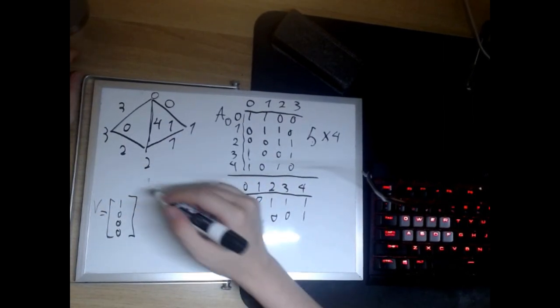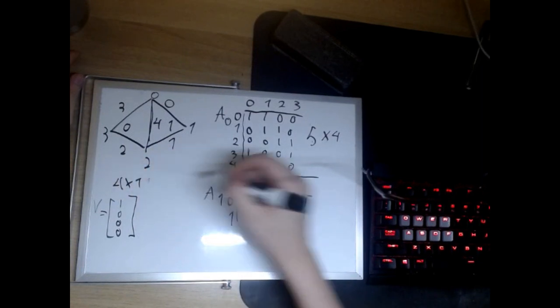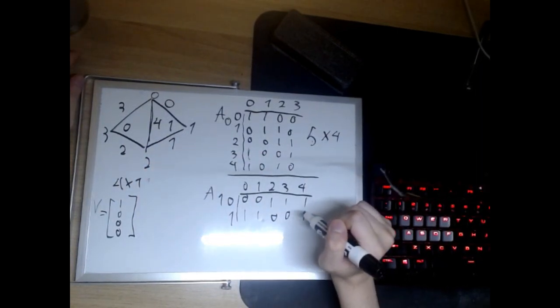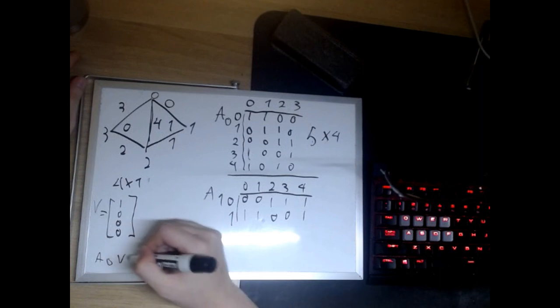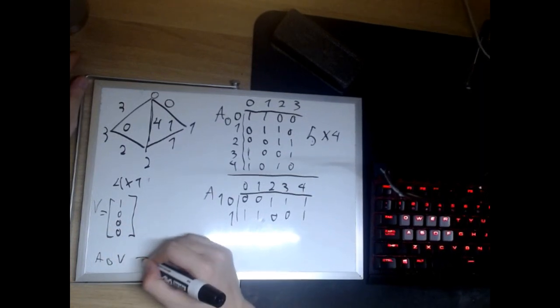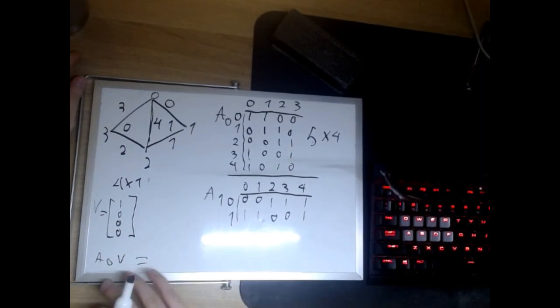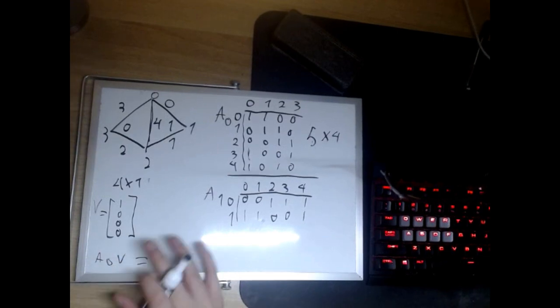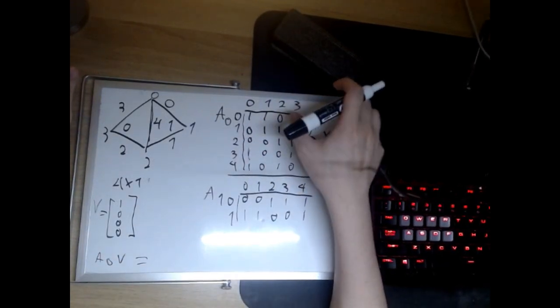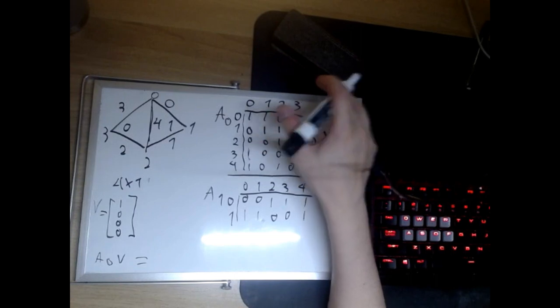Okay, and this is a 4x1, and this is a 5x4, so you can do a 0 times V. This is mathematically valid. And well, why do you want to do this?